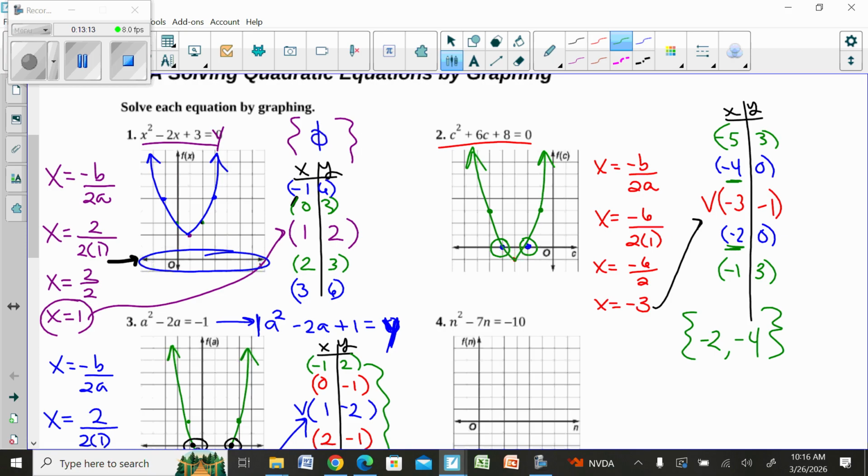So I showed you one of each. I showed you when you get a nice solution, what it looks like. I gave you one where you don't get a solution at all. And then I gave you one where you get a solution, but they're ugly. The only other option that we talked about in the notes is maybe only have one solution, and that would be when the vertex is sitting on the x-axis.